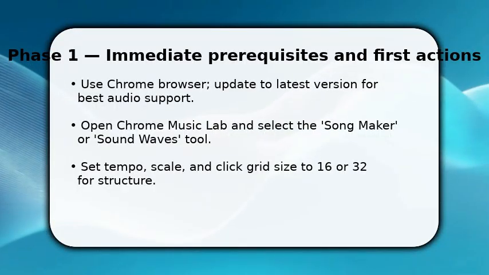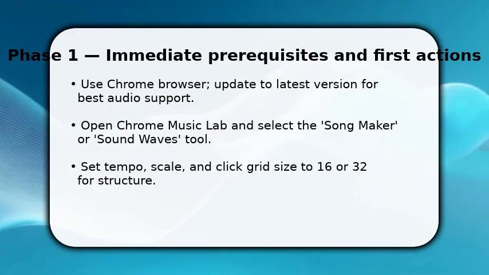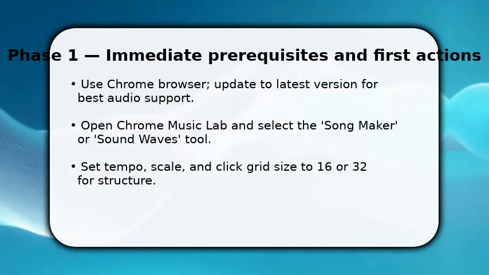You start by launching Chrome Music Lab in Chrome. This ensures web audio works correctly. Once the page loads, choose Songmaker. It gives both melody and rhythm control.